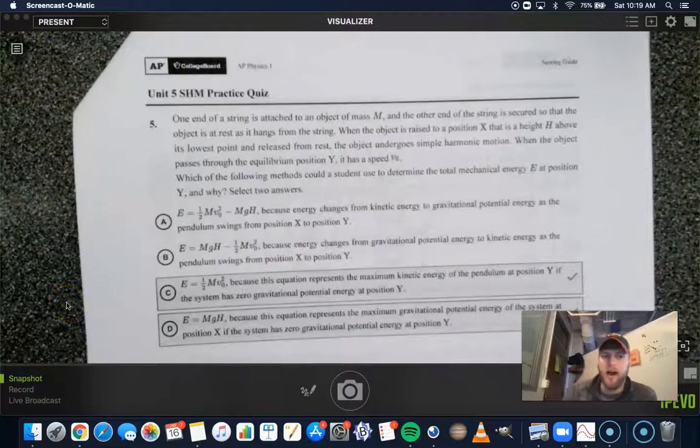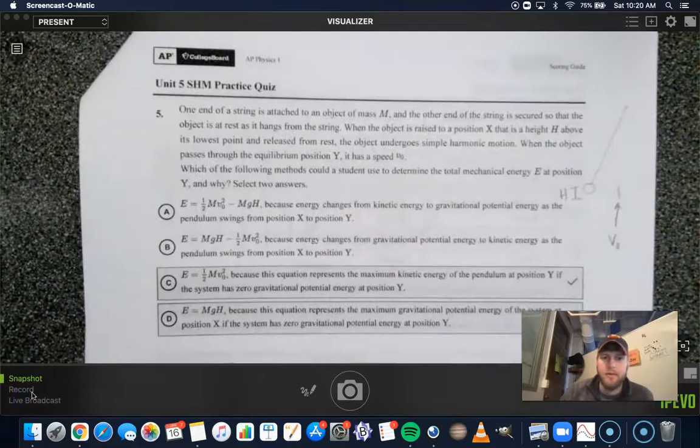All right, number 5. Number 5 is a question that's about a pendulum. It's written in a very weird way, so I'll let you read it, and then I will go through it. All right, the beginning is just a fancy way of saying that this is a pendulum, like I mentioned. I want to point out a few things.